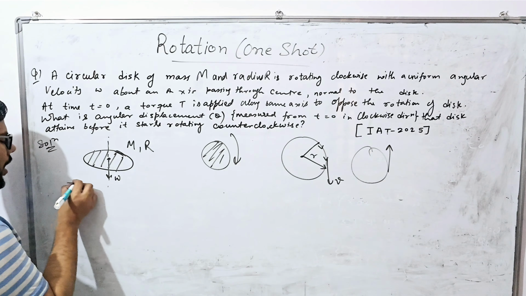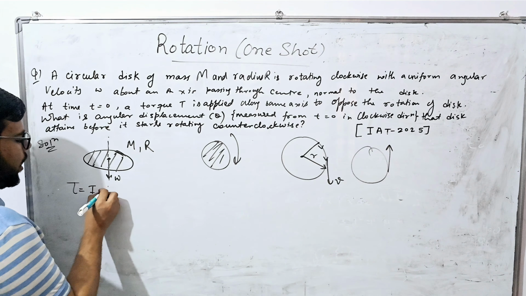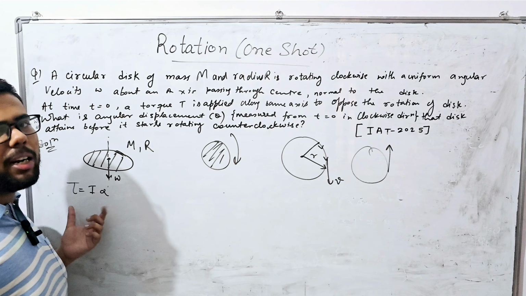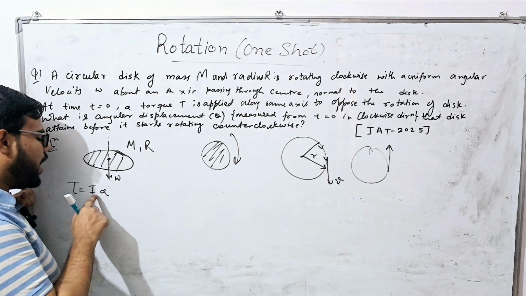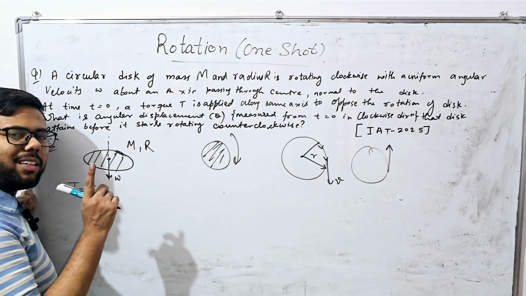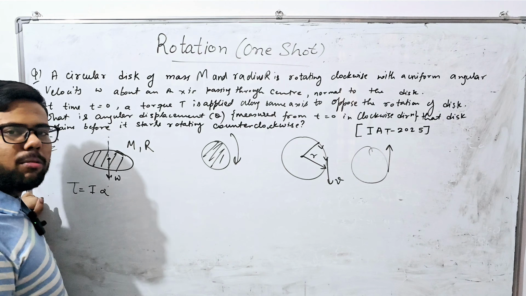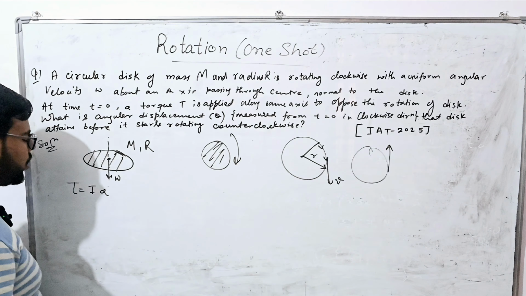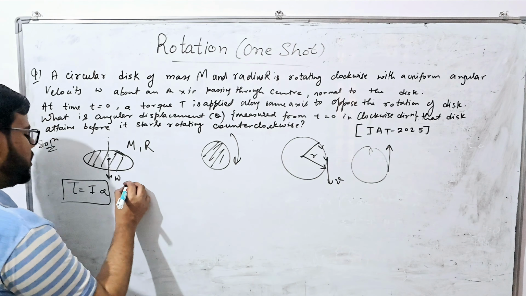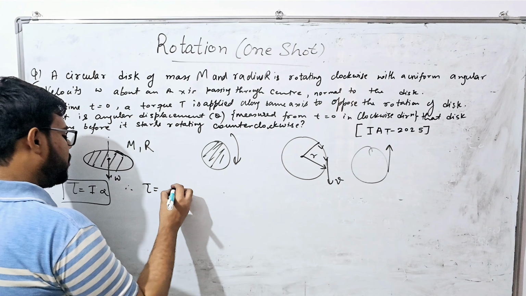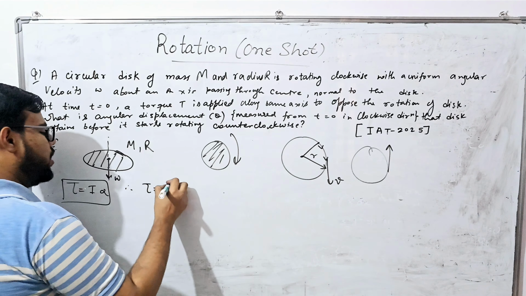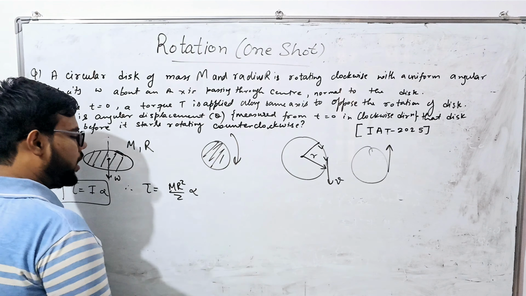Hence, what is the torque applied? Torque is equal to I alpha, right? Of course I should have discussed it before, but this is the right time to discuss it. Torque is given as I times alpha, where alpha is the angular acceleration and I is the moment of inertia. Hence tau is equal to I times alpha, and in this case I is mr square by 2, correct?